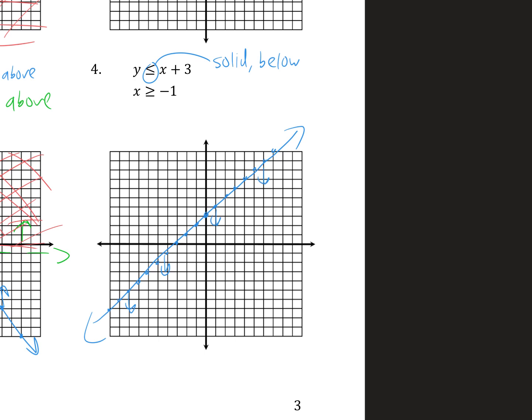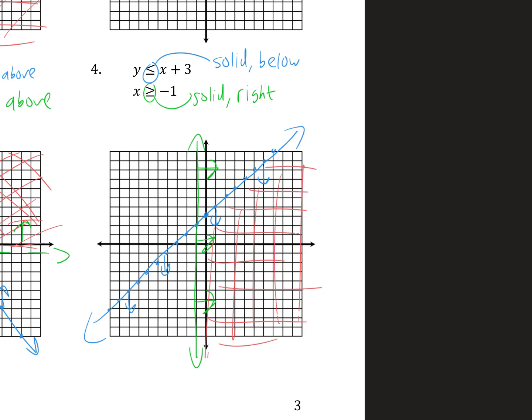Okay, and then this one right here is going to be a solid line, and it's shaded to the right because it's a vertical line. We do a vertical line through -1, so here's -1. We're shading to the right. Let's draw some arrows to the right. So which section are we going to shade here? It's going to be this section down here.